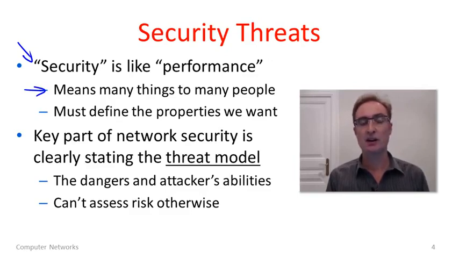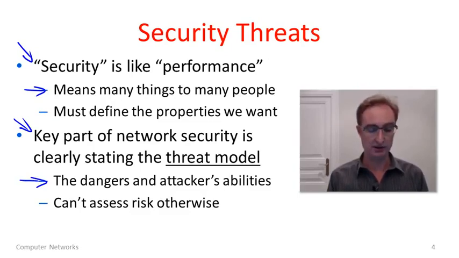So if we want to have any kind of sensible discussion about security and different protocols and so forth, we need to define carefully the kinds of properties we want in terms of security. And this is often given as what's called a threat model. We state either the properties we want or the different kind of threats that might cause those properties to fail. So it says here we're going to list the dangers and the attacker's abilities in terms of breaking the security of the system.